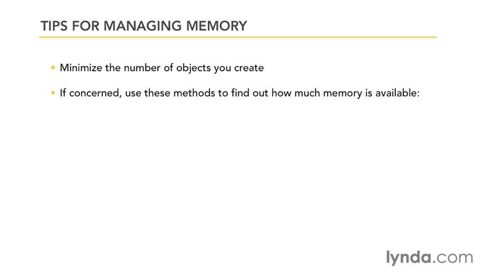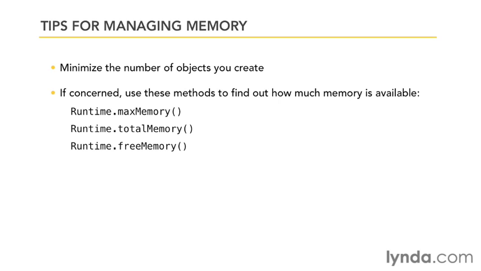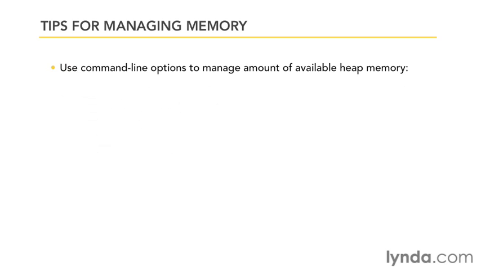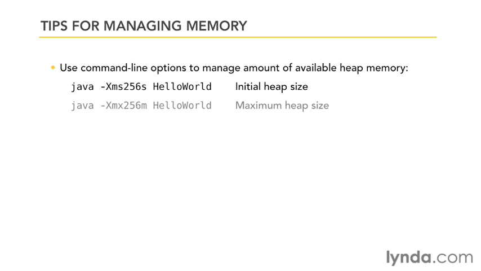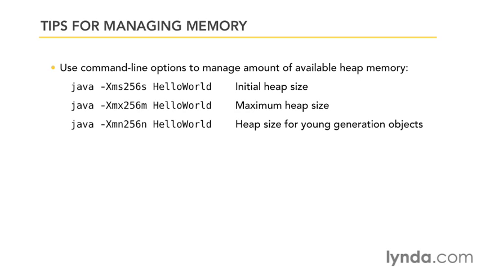If you're concerned about memory usage, you can use these methods to find out how much memory is available. Runtime.maxMemory, Runtime.totalMemory, and Runtime.freeMemory. Take a look at the Java docs for these methods to find out what information they're giving you. And you can use command line options to manage the amount of available heap memory. You can manage the memory in 3 areas: in the initial heap size, in the maximum heap size, and in the heap size for what are called young generation objects, objects that have just been created.